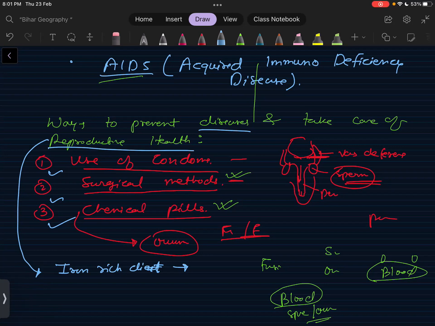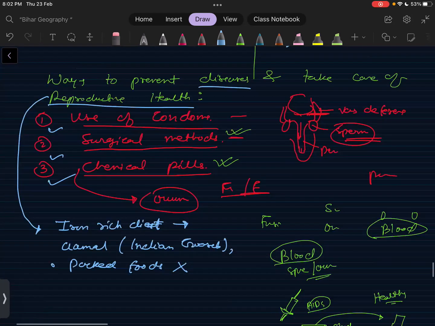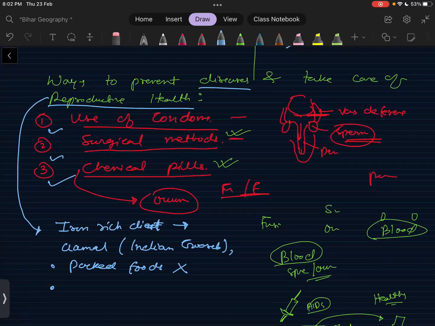Meat, citrus, and have you heard of amla? That is the Indian gooseberry. So these are very good sources of iron-rich foods. So packed foods should be avoided, like the chips, or any other packed foods. And in the case of women, they should be using sanitary pads.